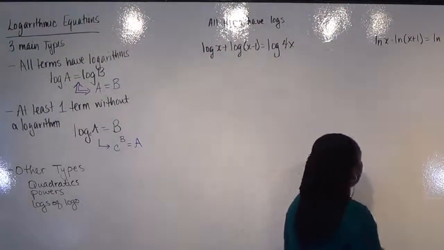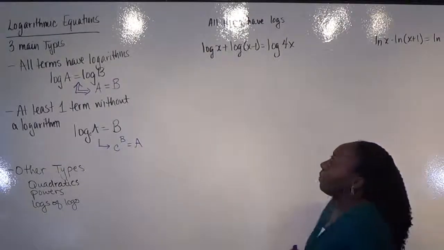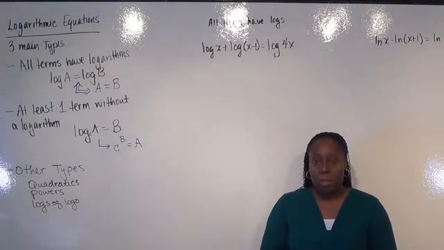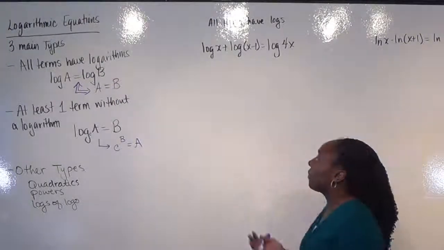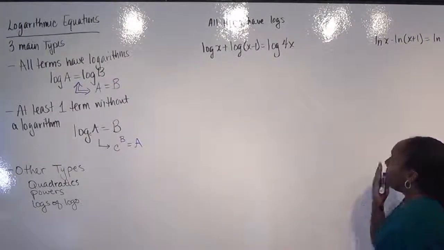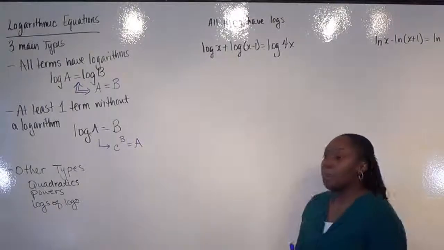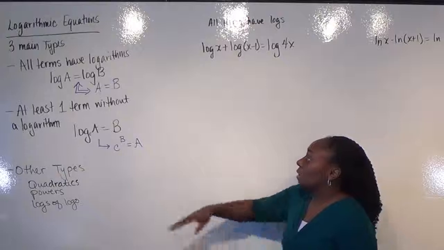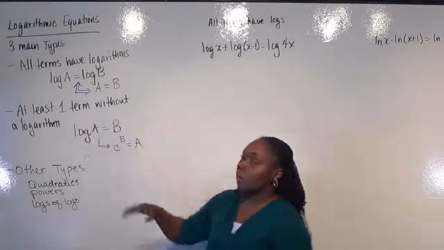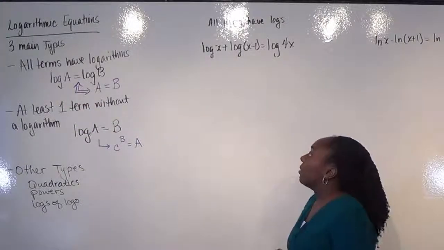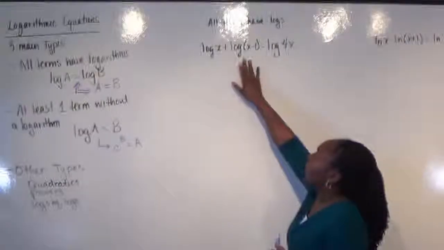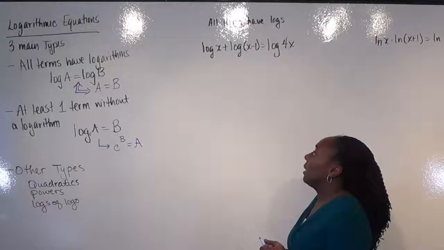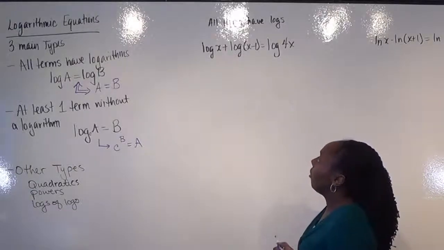So our first couple of examples, we're going to be looking at the ones in which all of the terms have logarithms. All of these are going to look fairly similar. We're going to use our basic properties of logarithms to combine them down so that they look like a log equaling a log, and then we solve. In this first example, log of x plus log of x minus 1 equaling log of 4x. Again, every single term has a logarithm.